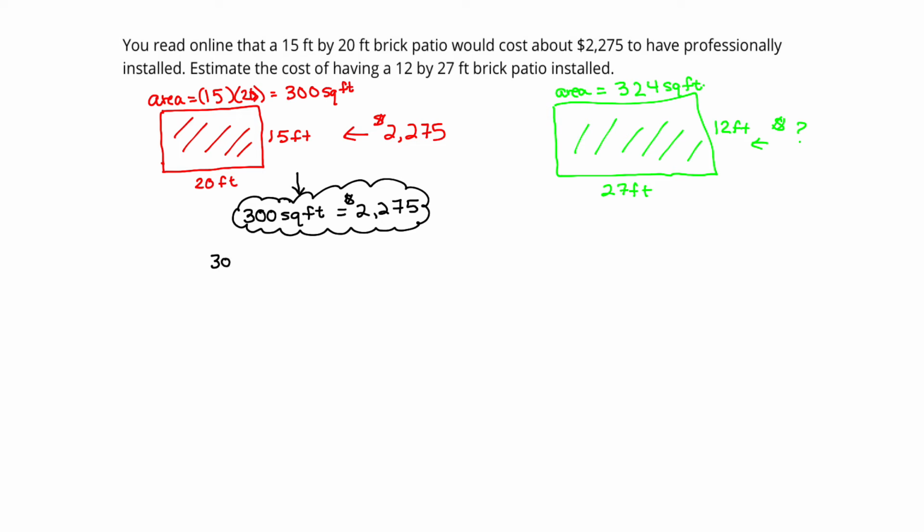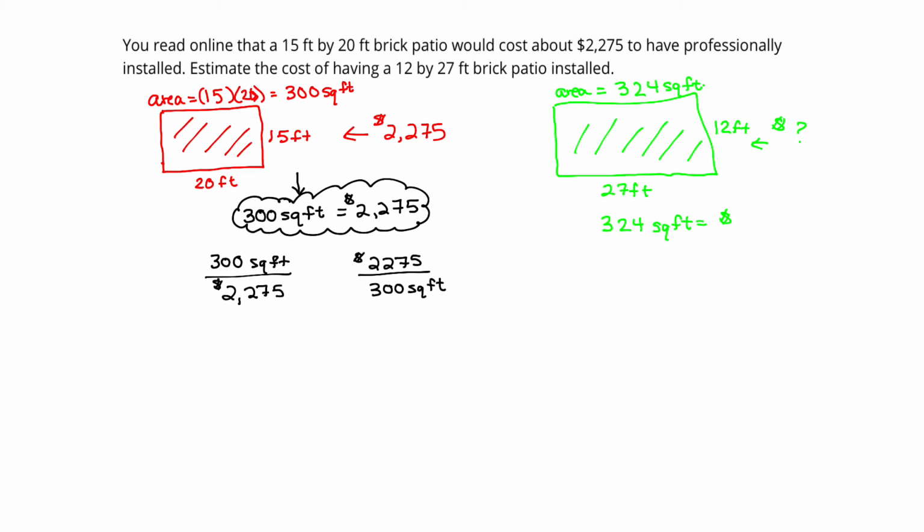We could either write it as 300 square feet over $2,275, or we could write that unit ratio as $2,275 over 300 square feet. But we do have this equivalency that we can work with. In the second example, we don't have an equivalency set up. All we have is 324 square feet, and we don't know what that's equal to. So we are going to have to do a little bit of conversions here.